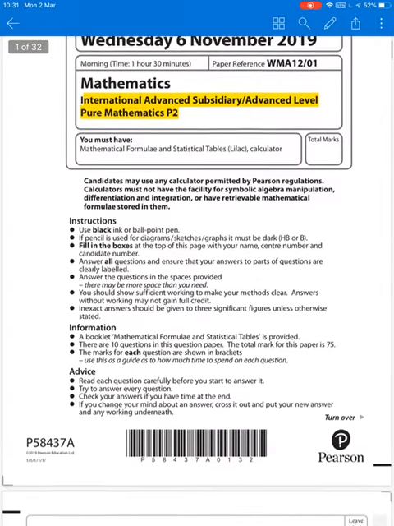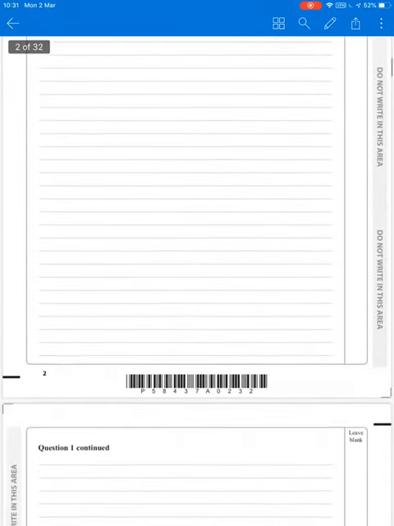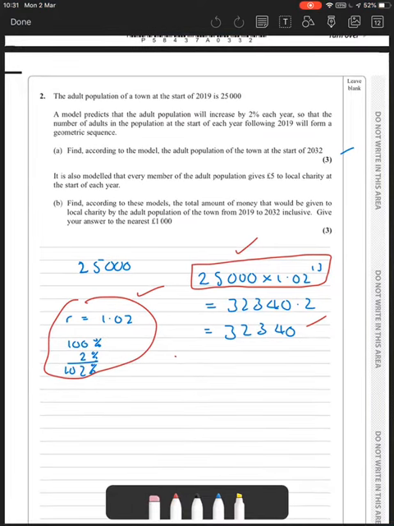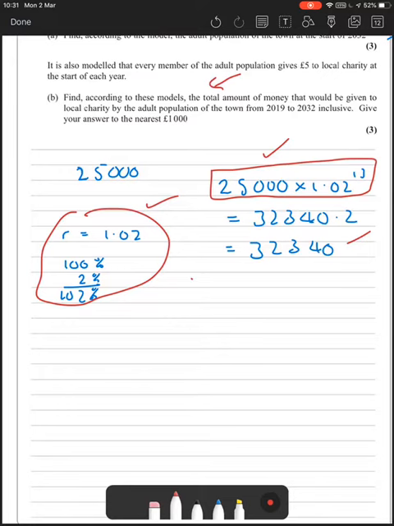So we're going to look at 2b now on this paper from 2019, the P2 paper. We've done part A, and now we're just going to have a look at something slightly different. We're asked to find here the total amount of money. So in other words, we want the sum. And it's the adult population of the town from 2019 to 2032 inclusive.